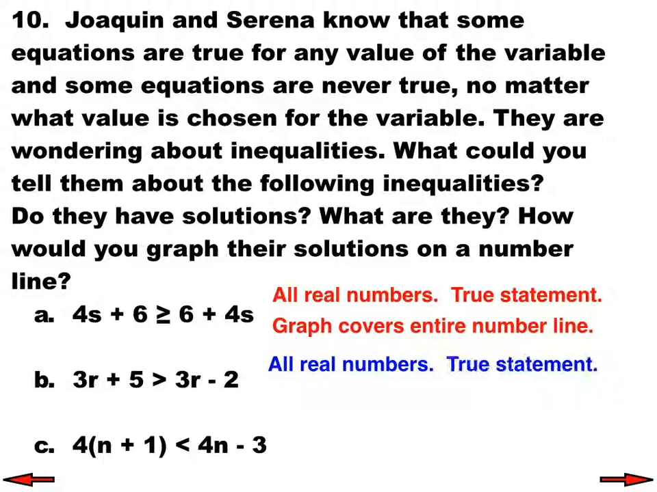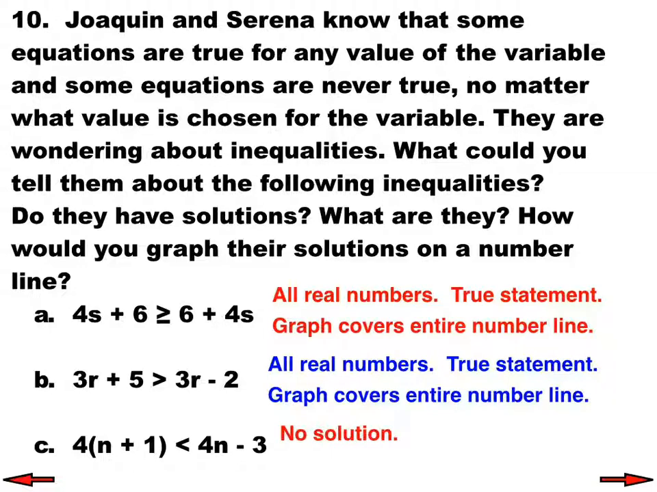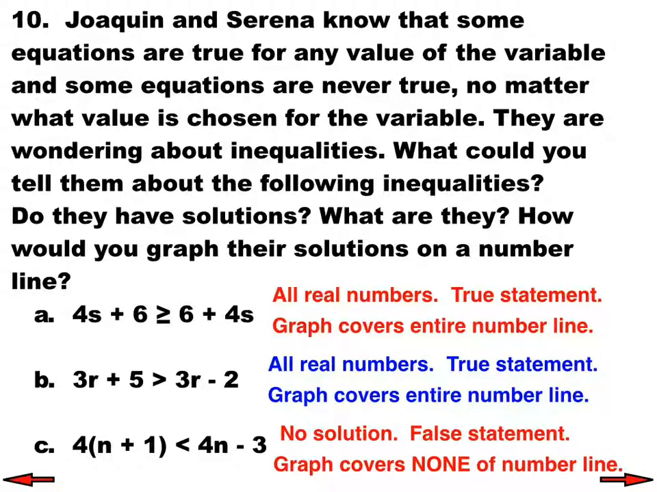5 is greater than negative 2. The graph covers the entire number line. Part C, we end up with a false statement with the variables canceling out. We end up with 1 is less than negative 3. That obviously is not true. And the graph of a no solution inequality means a number line with nothing above it. Okay? All right, we are finished.